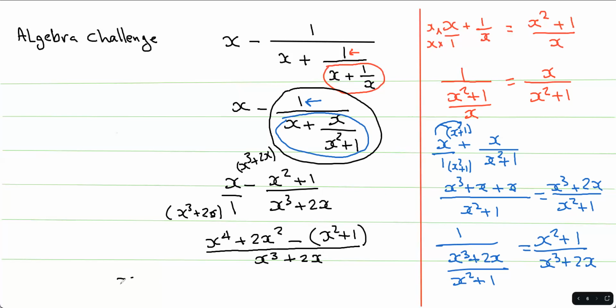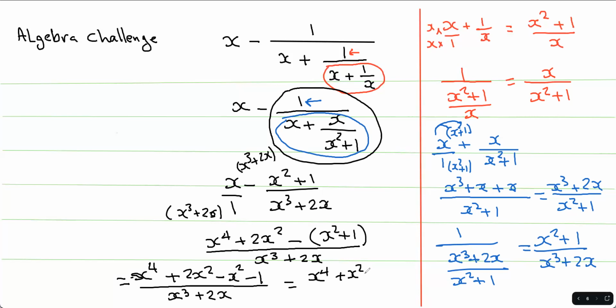And therefore, this equals x to the 4 plus 2x squared minus x squared minus 1, distributing the negative into here into there, all over x cubed plus 2x, which gives me x to the 4 plus x squared minus 1 all over x cubed plus 2x. And that is your final answer.